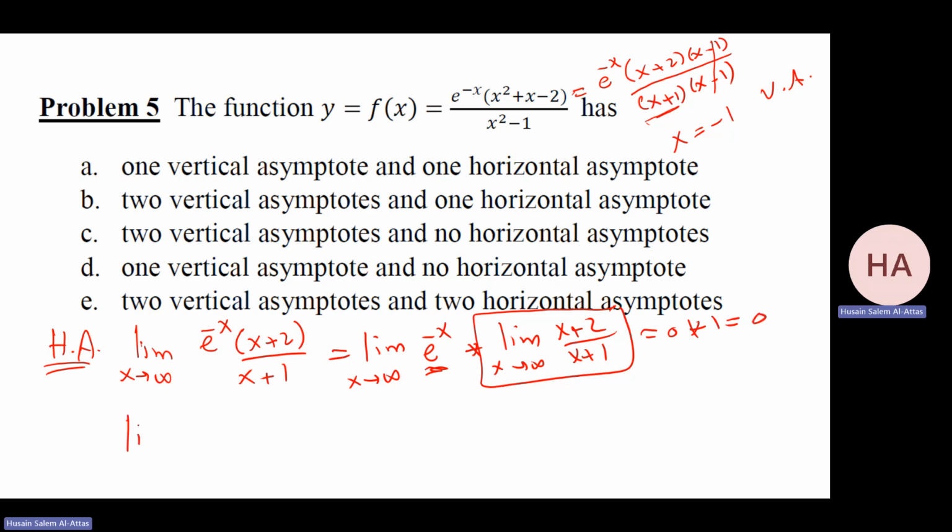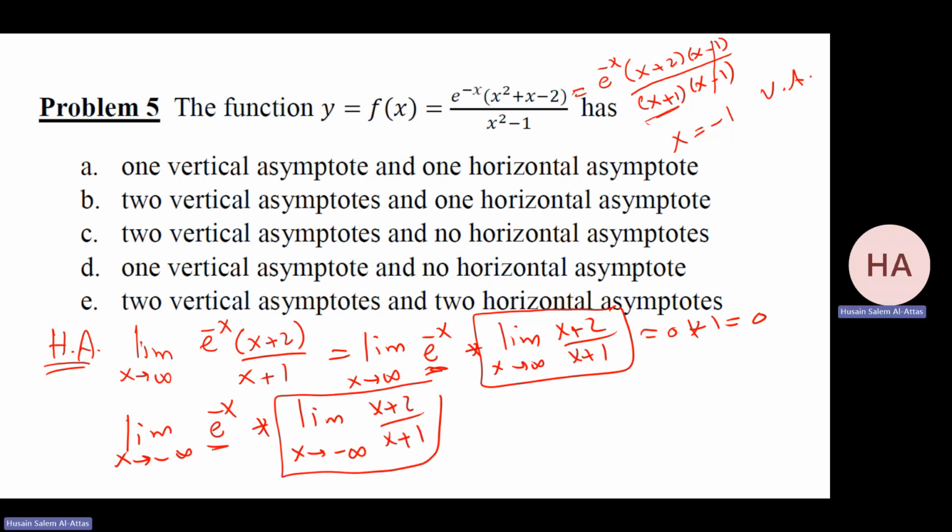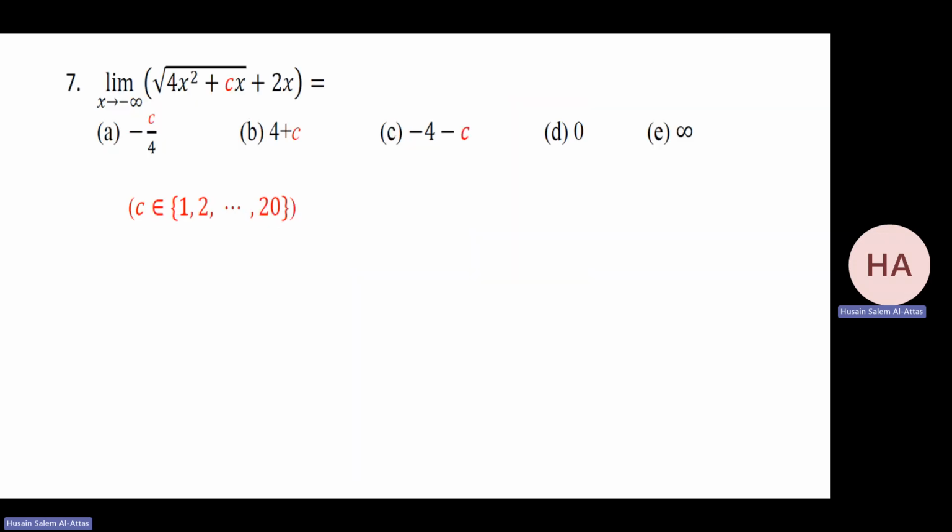Check the other one. Limit as x goes to minus infinity. I'll do the same trick. I split it. This is the same thing. It will be 1, but this will be e to the power infinity, which is infinity. So the answer is infinity. So how many horizontal asymptotes? I have only 1. Y equals 0 is the only horizontal asymptote. So I have 1 vertical, 1 horizontal, so this is correct.